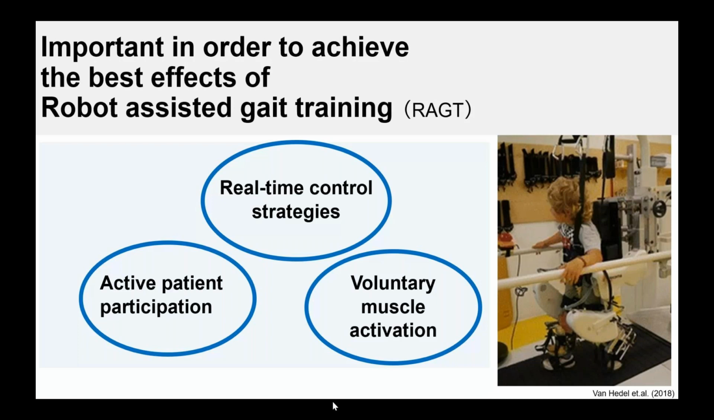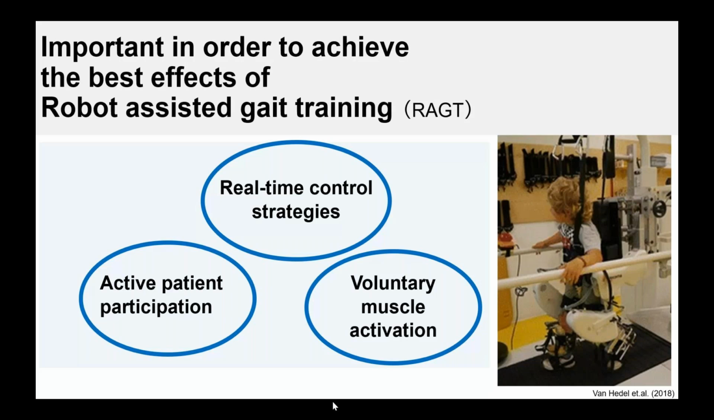Active patient participation, real-time control strategies, and voluntary muscle activation were considered important in order to achieve the best effect of robot-assisted gait training. Therefore, there is a need for a robotic device that increases kinematic variability and active participation of the patient during robot training.